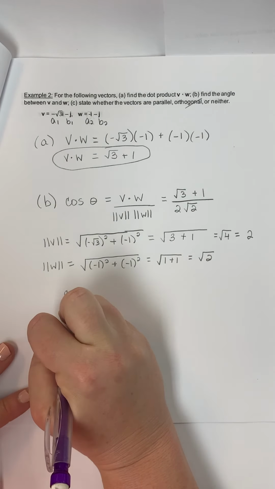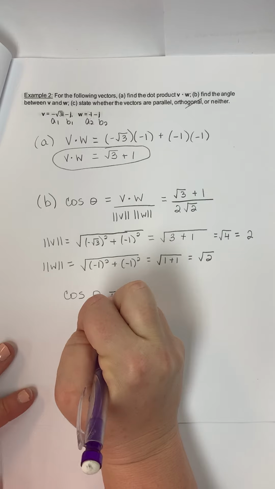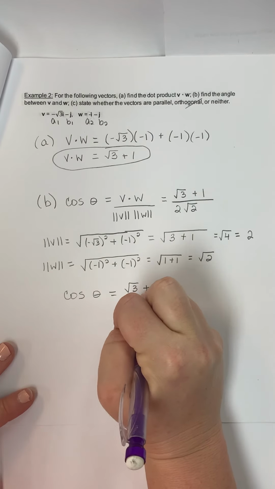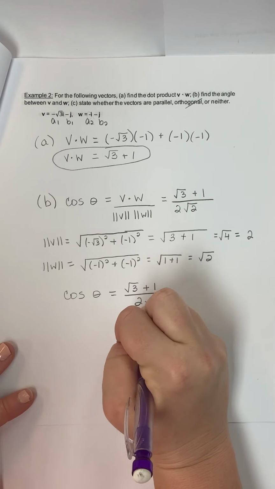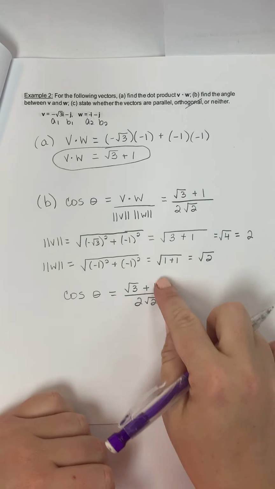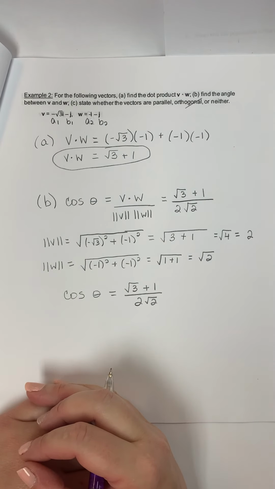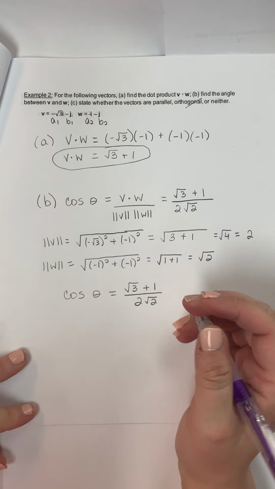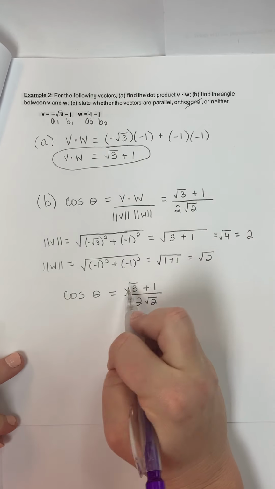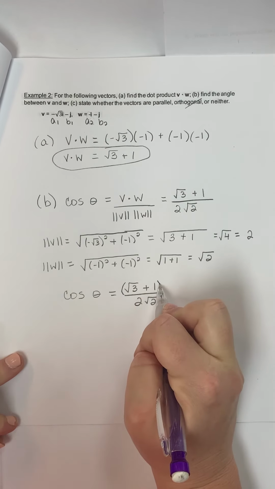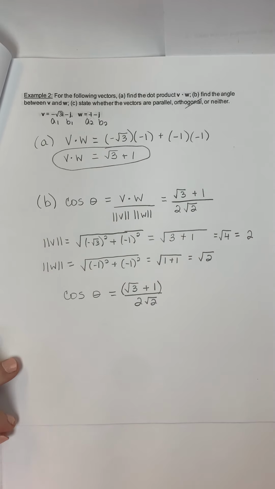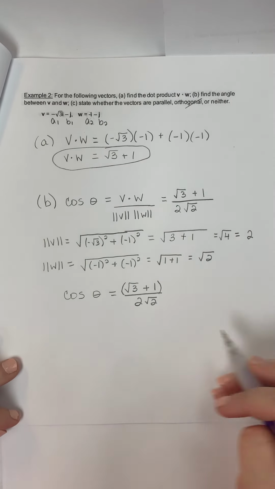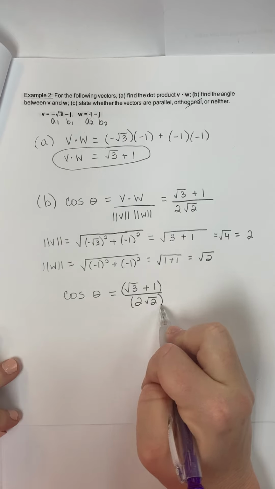So what we have found out is that cosine theta is equal to the root of 3 plus 1 divided by 2 root of 2. This is not something I can look up on the unit circle. Even if I rationalize it, it's just going to get crazier. Luckily, you have your calculator. You want to be in degree mode, and you want to use lots of parentheses. Now I know that you're smart enough to make sure that you close off the top, but the key to this is also closing off the bottom.